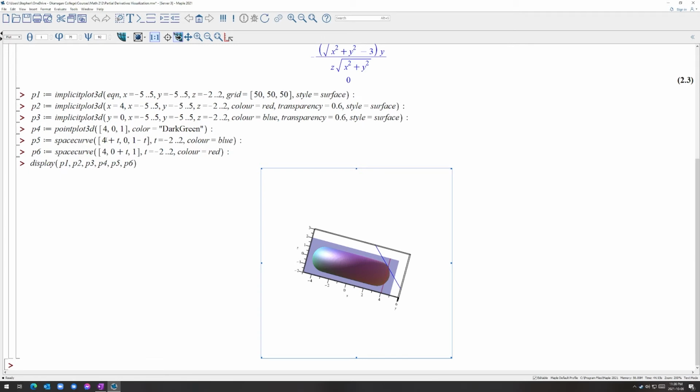It's a line passing through the point 4, 0, 1, and I've made sure that as x increases by 1, z is decreasing by 1. Now let's go ahead and take a look at the partial derivative of z with respect to y. That's where we hold x constant and x equals 4.